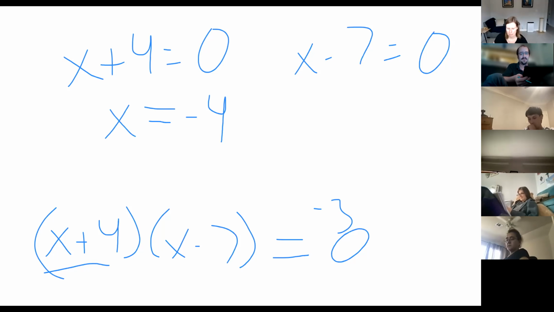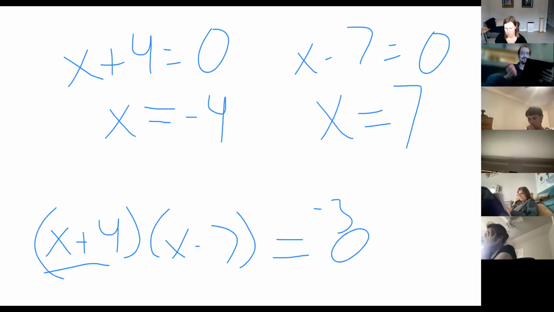We subtract the 4 to move it over. And that would be positive 7. Yeah, we add the 7 to move it to the other side.